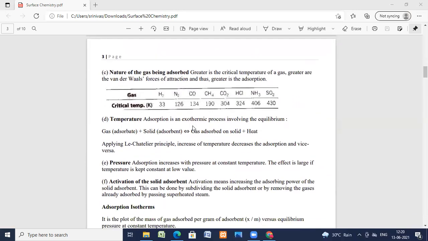And the third one is the nature of the gas that is being adsorbed. And the fourth one is temperature. And the fifth one is pressure. Let us have a detailed look at this.